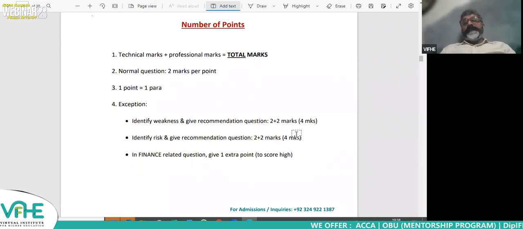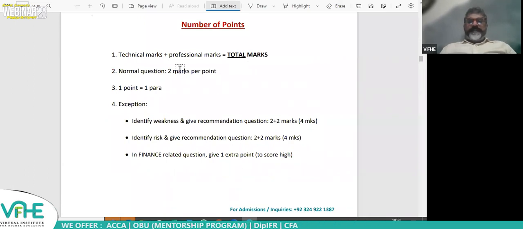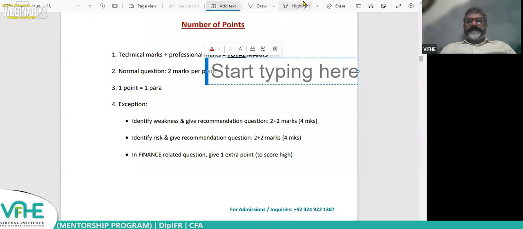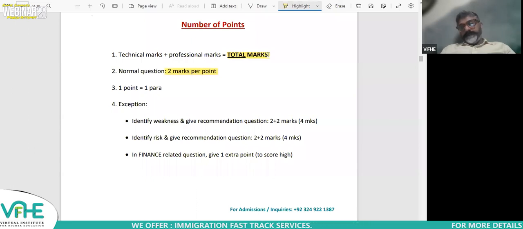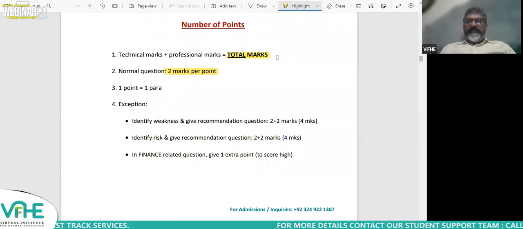Another thing, number of points. How much should we write? How many points should we mention? Obviously, it depends on the marks. So my rule is 2 marks per point. The rule of thumb followed is 2 marks for a well-drafted point. And we will use total marks. So you will pick up total marks and divide by 2. Total marks, not the technical marks. The total marks divided by 2 will tell you the number of points.